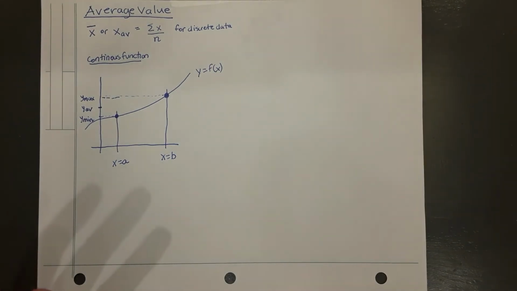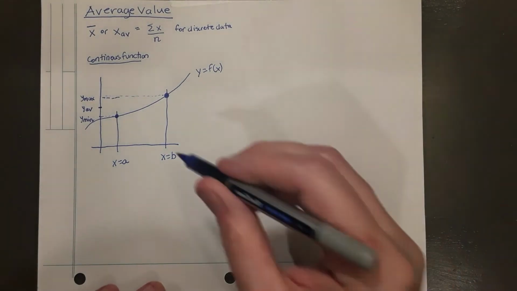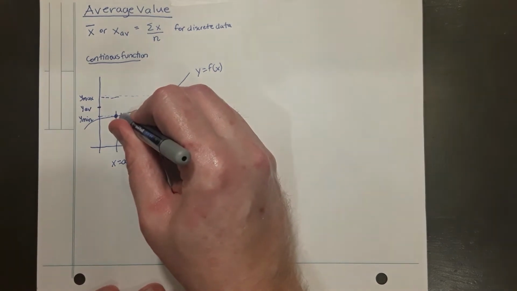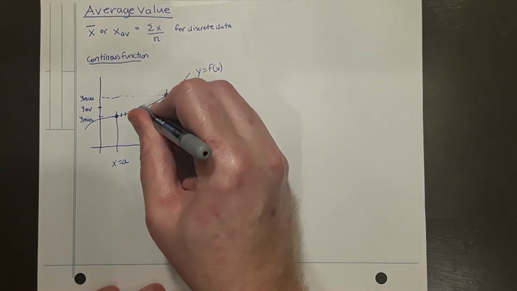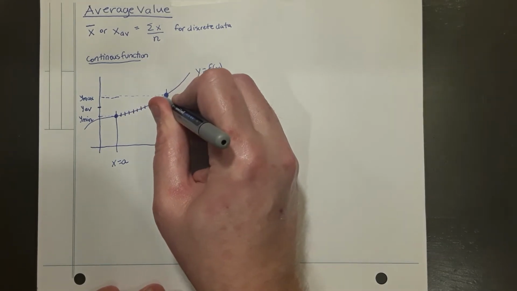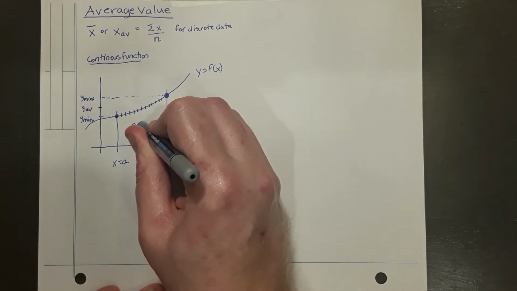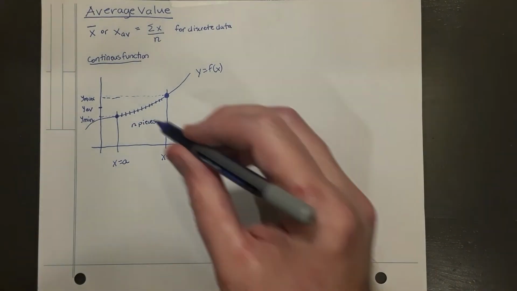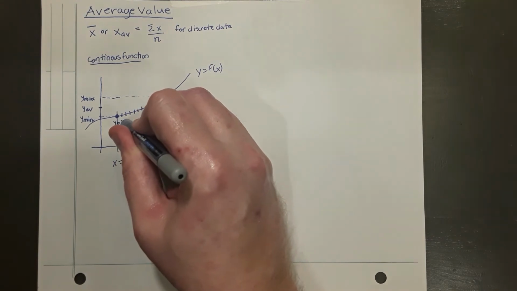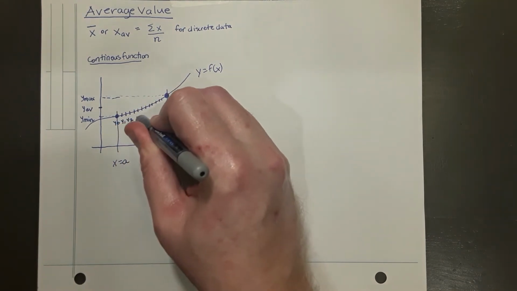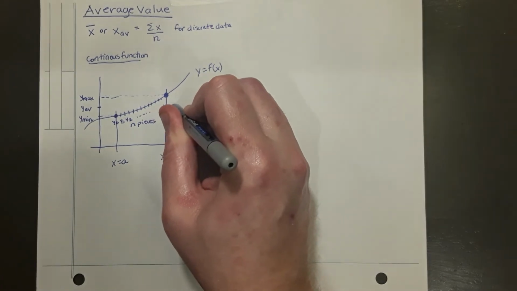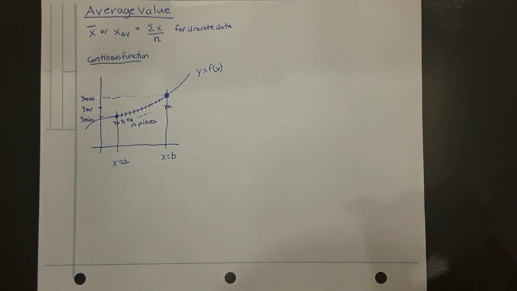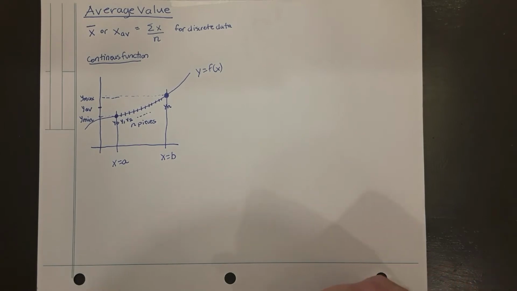In order to illustrate how one could find this, we can break this interval into n pieces, just like a discrete data set. So if I break that up into n pieces, then I'm going to have a y0, a y1, a y2, all the way along until I have y to the n. So I'll have n plus 1 y values that I can add up and then divide by n in order to find out my total.